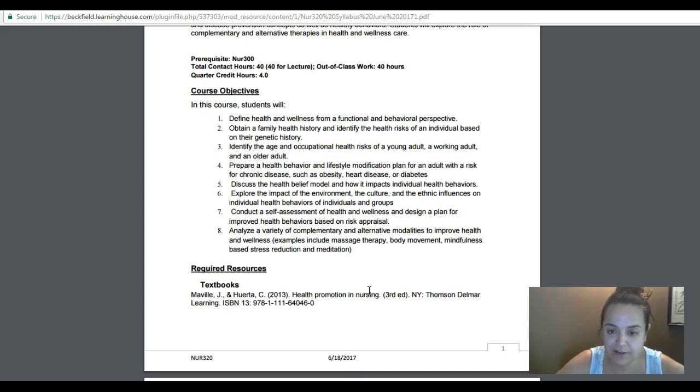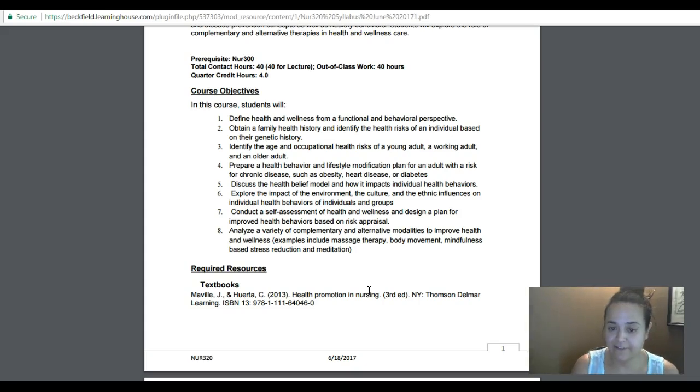Identify the age and occupational health risk of a young adult, a working adult, and an older adult. Prepare a health, behavior, and lifestyle modification plan for an adult with a risk of chronic disease, such as obesity, heart disease, or diabetes. And we're going to talk about risk behavior modification, things that we can modify within our environment. And of course, risks for chronic disease. And it's not just adults also. We will touch a little bit on children, just because now chronic illness in children is becoming, obviously not genetic chronic illness, I'm talking about preventable chronic illness is now becoming a problem that's pervasive among our children.